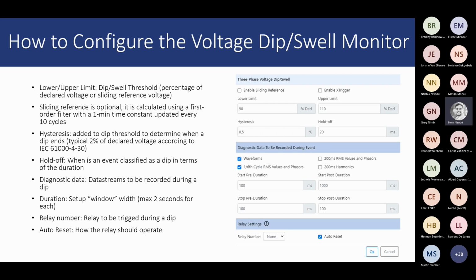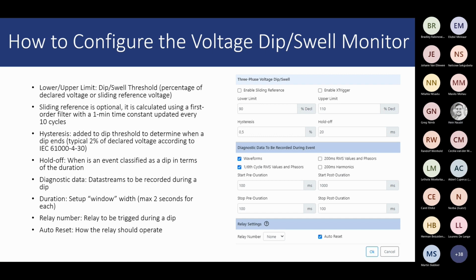This hold off is the duration, or the period of how long a dip needs to be before it's classified as a voltage dip and swell. So it needs to drop below the threshold, which is 90% or a 10% dip, for longer than 20 milliseconds, or the period that you set here, before it's then classified as a dip. So the default is 20 milliseconds. Okay, no, I get that.